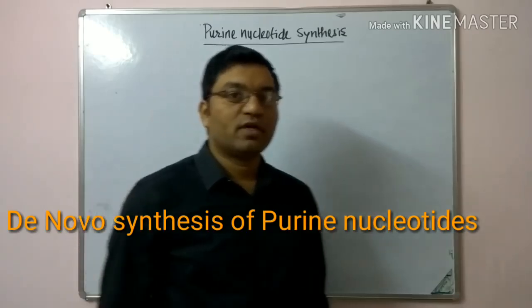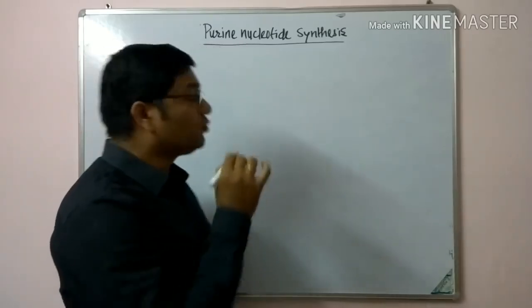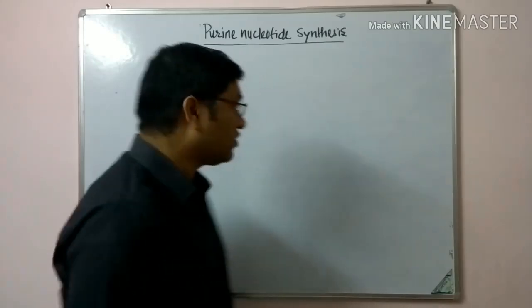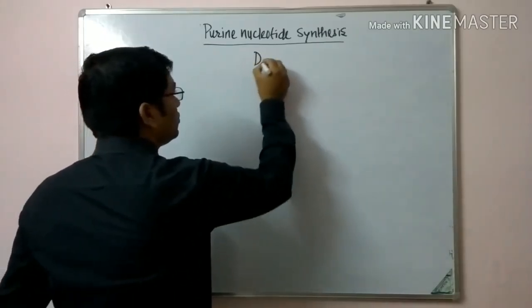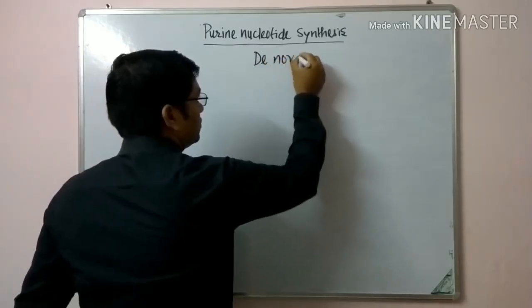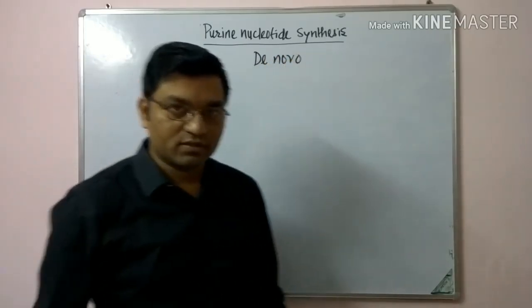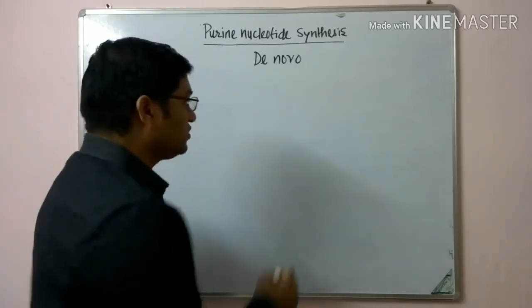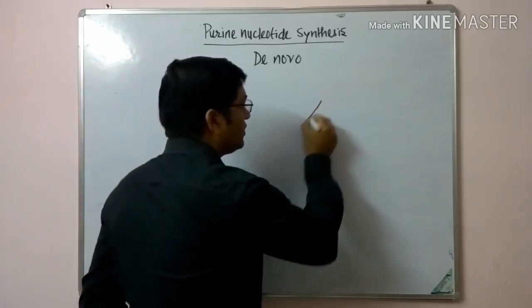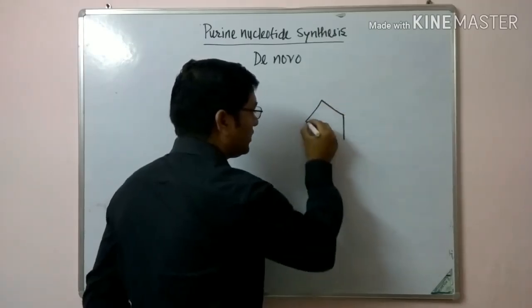Today we'll discuss an important topic, that is purine nucleotide synthesis, or de novo synthesis of purine nucleotides. First we'll see the sources of carbon and nitrogen in the purine rings.